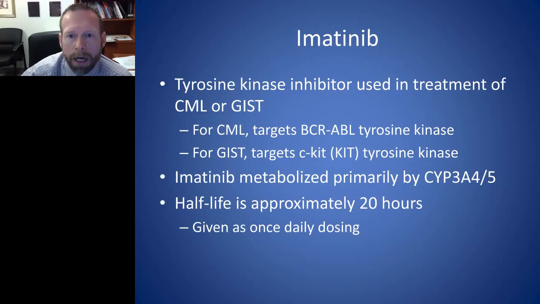Okay. We'll shift gears a little bit and move from the solid tumors and 5-fluorouracil into imatinib. There's additional interest being generated in other tyrosine kinase inhibitors, but we'll focus on imatinib, which is a TKI that's used in treatment of CML or gastrointestinal stromal tumors. For CML, the drug targets the BCR-ABL tyrosine kinase, and in GIST it targets the c-KIT.